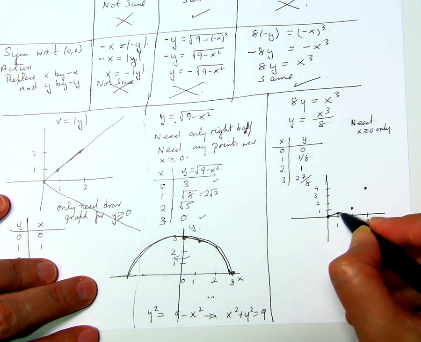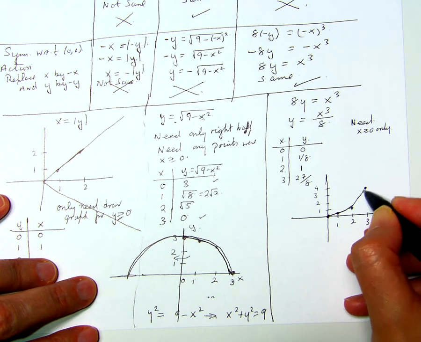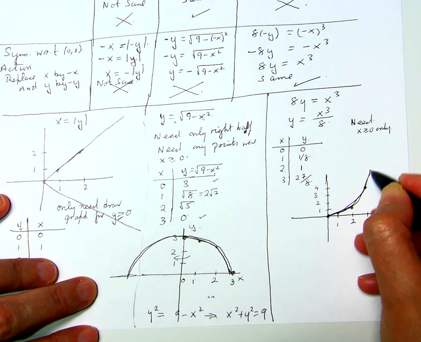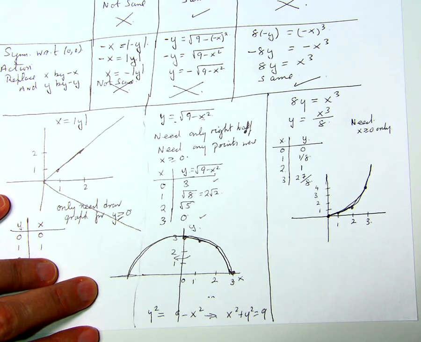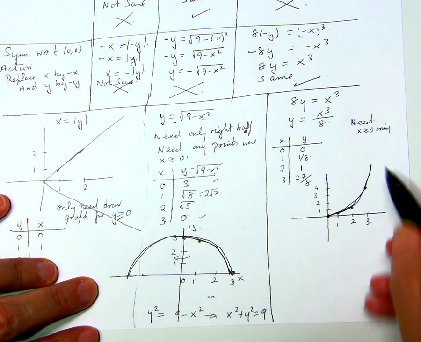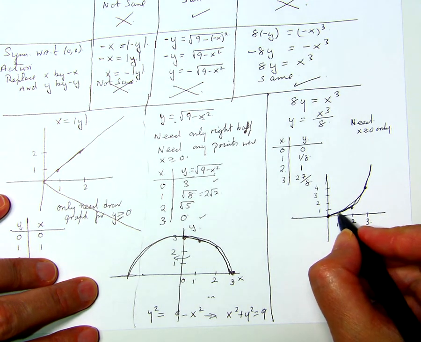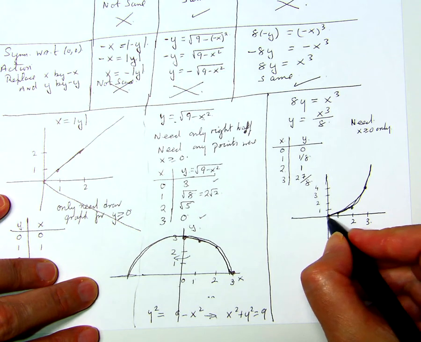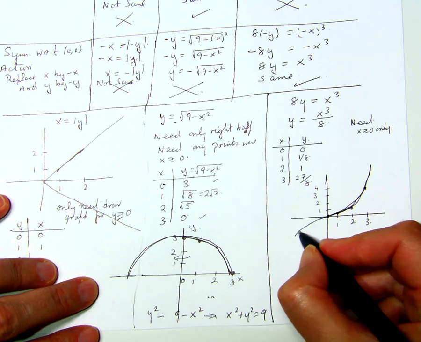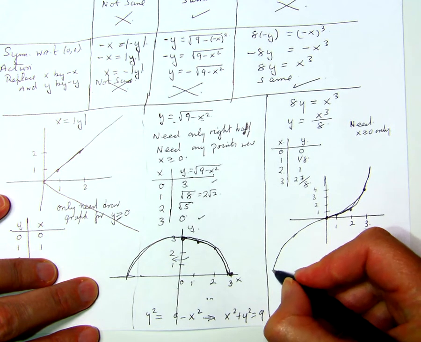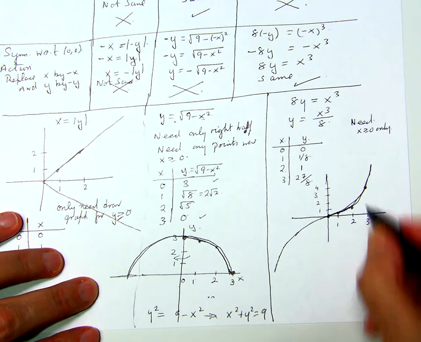So we see this graph that picks up speed as we go to the right, and we assume it continues in that vein. And then the other half of the graph is the reflection of this through the origin. So if I take any point here, push it through the origin, I should get the corresponding point on the graph. So our graph looks like this.